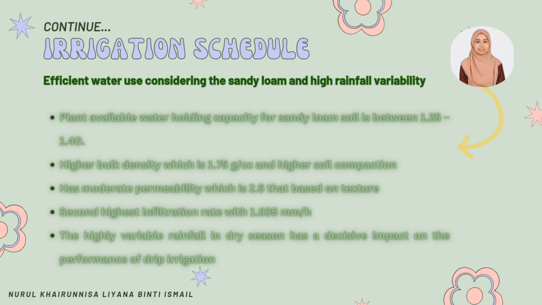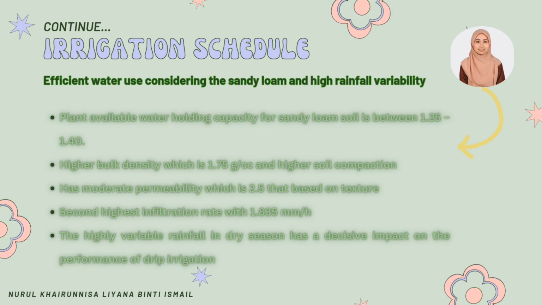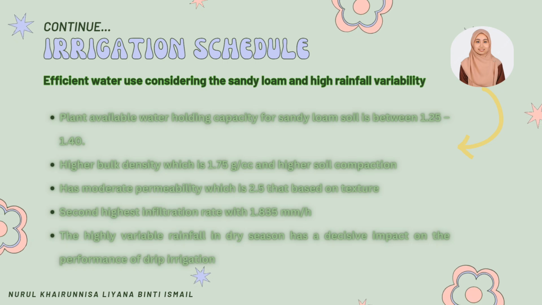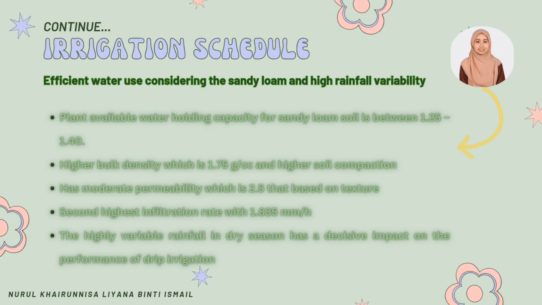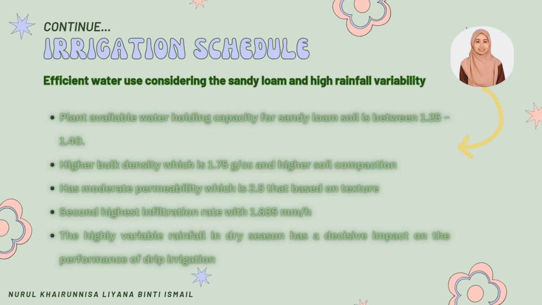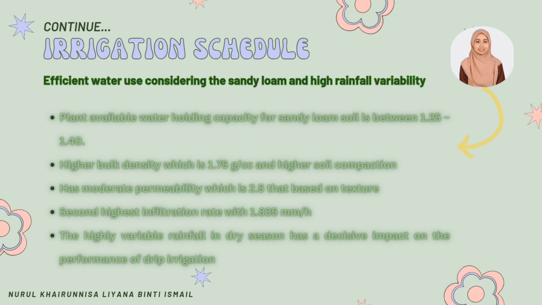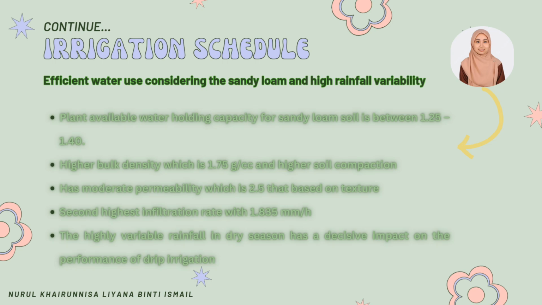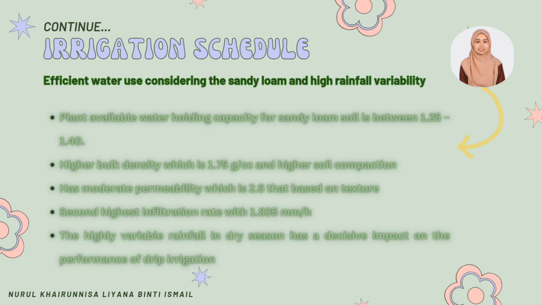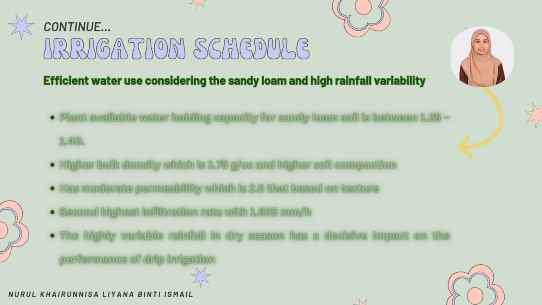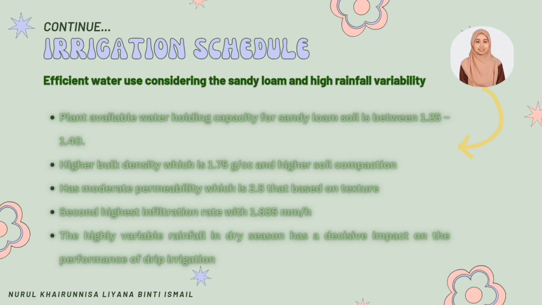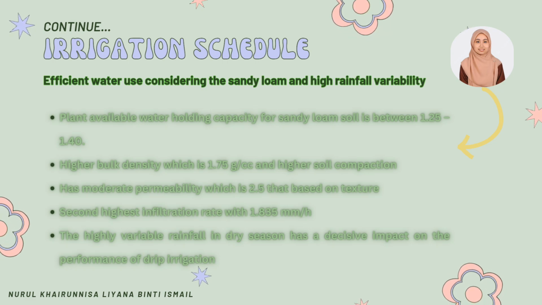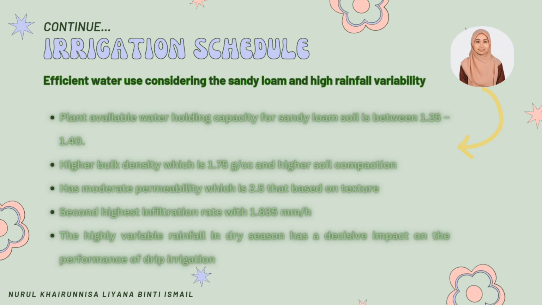Low water penetration is the inability of the soil to take in enough water in the active root zone to sustain the crop. The drip irrigation can increase soil water content with a depth of 60 to 90 cm. The highly variable rainfall in dry seasons has a decisive impact on the performance of drip irrigation. Drip irrigation normally has higher sensitivity to weather conditions.